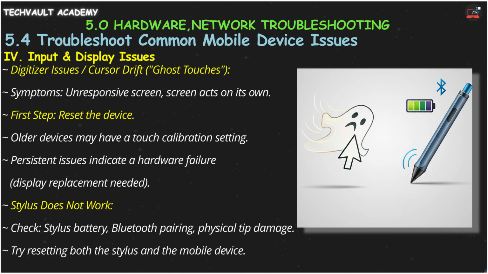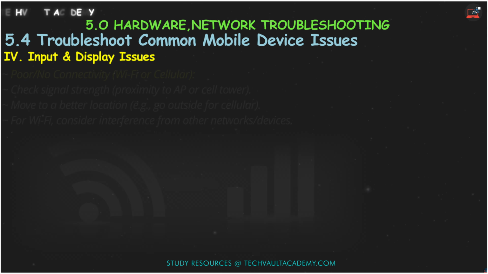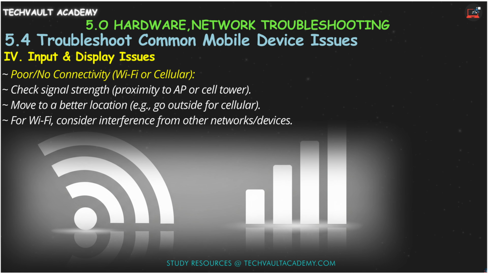If your stylus does not work, check the simple things first. Is its battery charged? Is it properly paired via Bluetooth? Is the tip damaged? A simple device reset can often fix connectivity glitches as well. And finally, if you're experiencing poor or no connectivity to Wi-Fi or cellular, remember the basics.